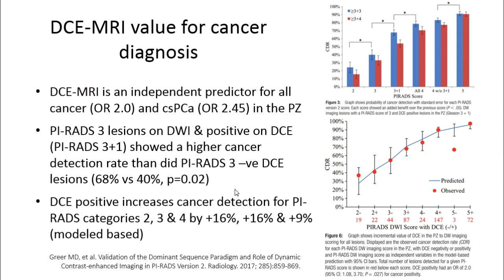This is one of the studies that evaluated this. In this study they showed that dynamic contrast enhancement was an independent predictor for cancer detection of all cancers and of clinically significant cancers in the peripheral zone, and noted that DCE positivity increases the detection rates in PI-RADS categories 2, 3, and 4 by 16, 16, and 9% respectively. Again showing in this particular study that there was a small incremental benefit in the use of contrast enhancement when looking for prostate cancer.